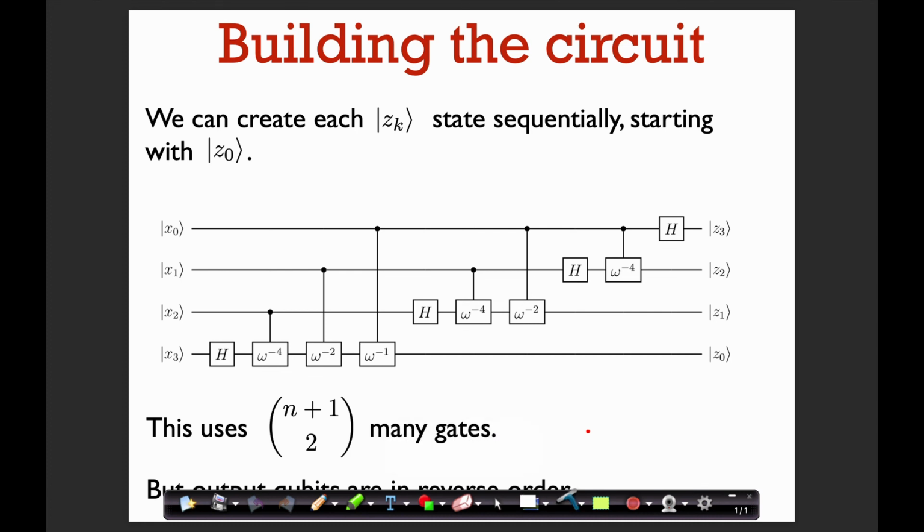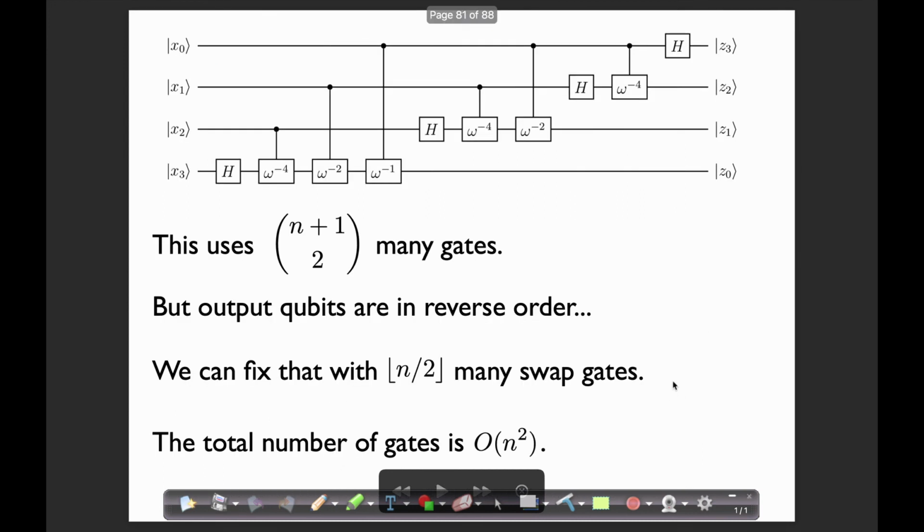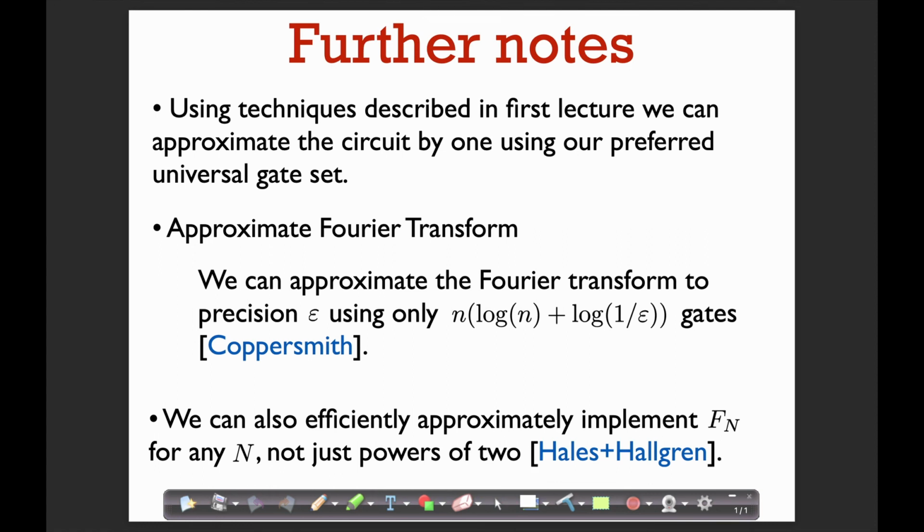Okay, so the one slight defect with this circuit is that the output bits are in reverse order, right? So instead of having z0 at the top and z3 at the bottom, we have it reversed. Okay, but we can fix that just by doing n-2 many swap gates. So adding n-2 many swap gates here at the end, we can put the output qubits in the right order. Okay. So overall, here we have a circuit that implements the Fourier transform, and the total number of gates is order n squared. Okay, that's what we promised.